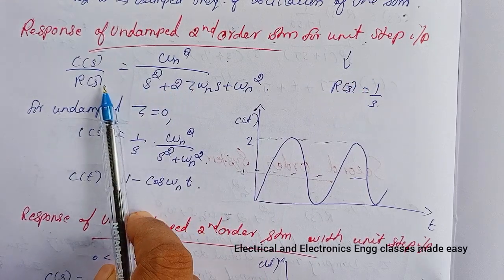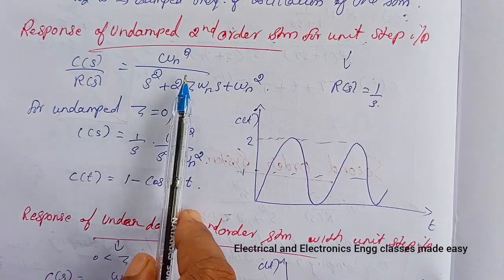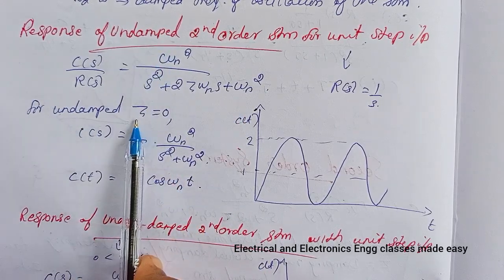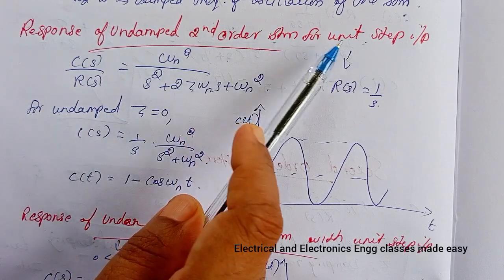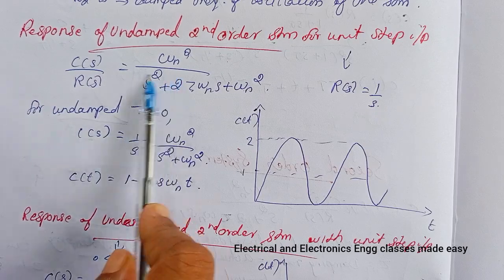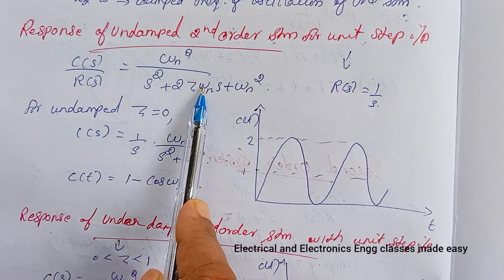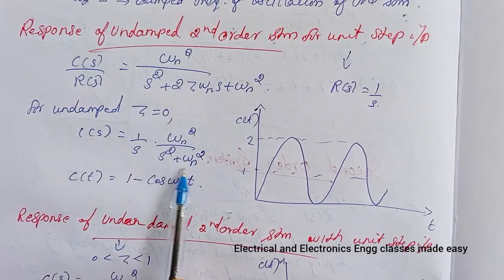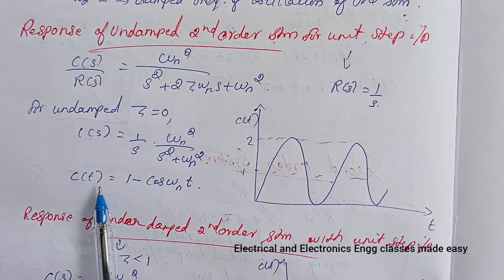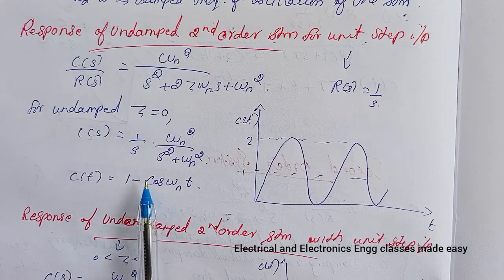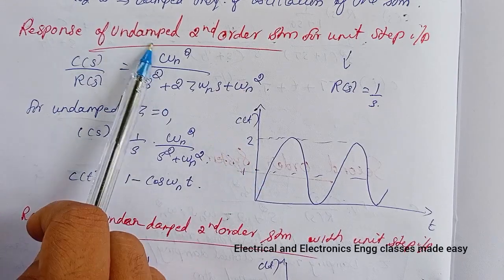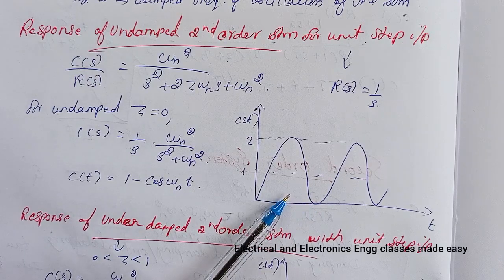The standard form of the closed loop transfer function of the second order system is C of s divided by R of s equal to omega n square divided by s square plus 2 zeta omega n s plus omega n square. For an undamped system, zeta is equal to 0, and for unit step input R of s is equal to 1 by s. So C of s is equal to 1 by s into omega n square divided by s square plus omega n square, putting zeta equal to 0. After doing the partial fraction and getting the inverse Laplace transform, we get c of t equal to 1 minus cos omega n t.